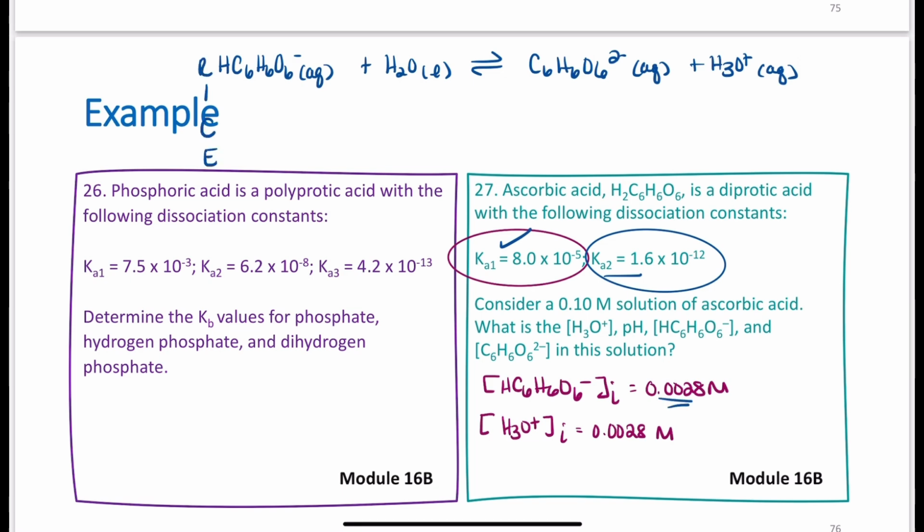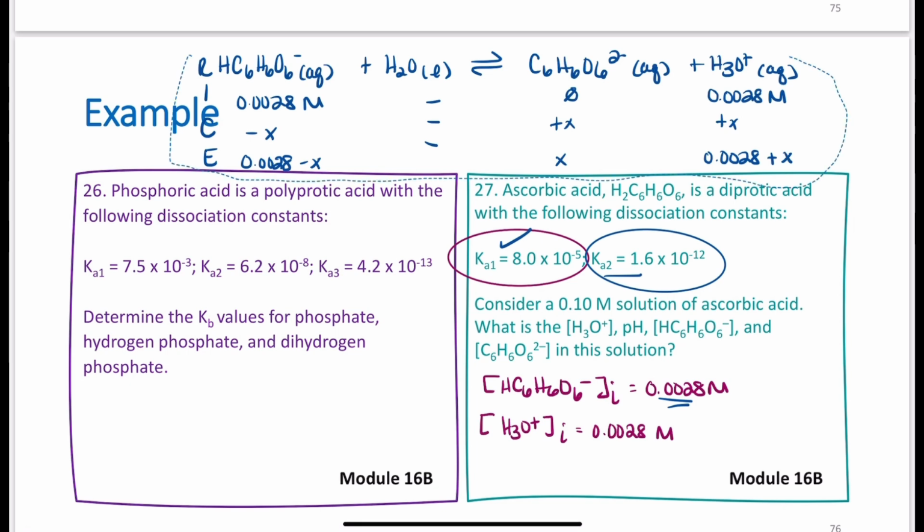I'm starting off with this concentration, 0.0028 molar here, and 0.0028 molar here. You guys are used to it being zero there, but it's not zero there because I didn't have any of it to start. It's not zero yet, okay? I actually do have some. Water is my solvent, so it won't affect its concentration. It's staying constant throughout this whole thing. Minus x, plus x, plus x, x, and 0.0028 plus x. I'm going to go ahead and shrink that down.